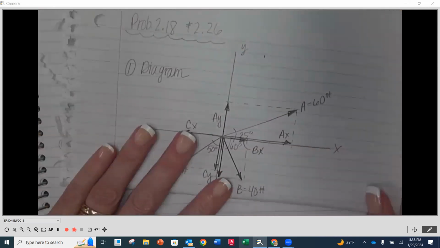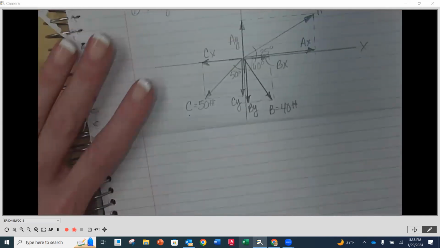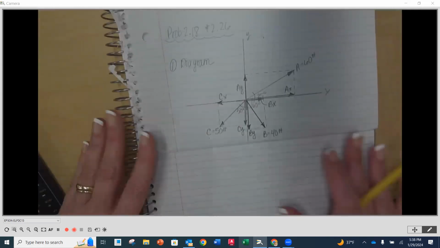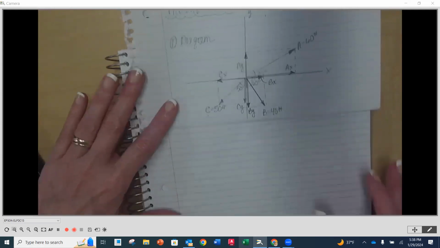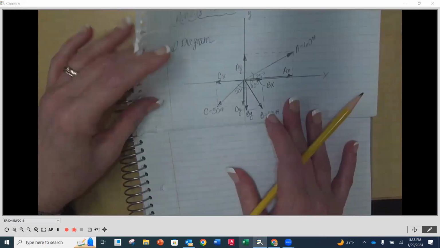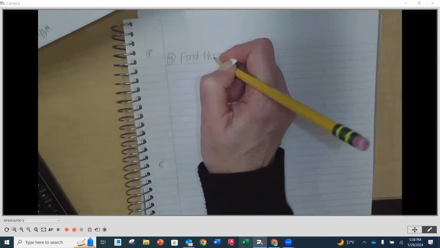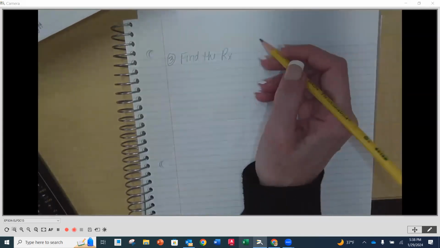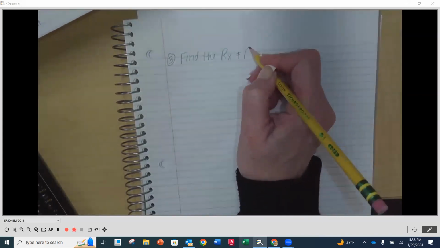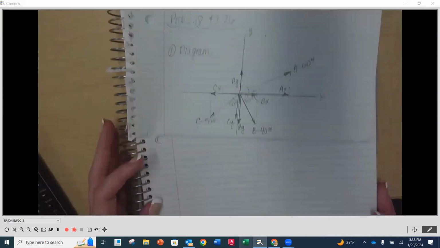So I'm going to pull this out here, and I am going to look at my diagram like this, and I'm going to work right below it. The very next thing, and this is step number 3, I need to find the Rx, which is the resultant X component, and the Ry. I want to know what the resultant is along that X-axis and the Y-axis.